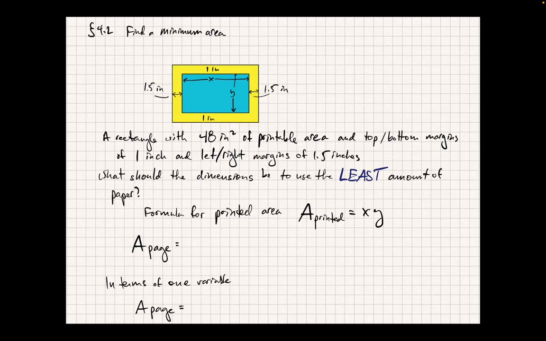What is the area of the printed part, by the way? 48 square inches. The 48 square inches is the blue part. That's the printable area. The margins are the yellow part. So this is the formula for the blue area. The area of the printed part is 48 square inches, and it's x times y.